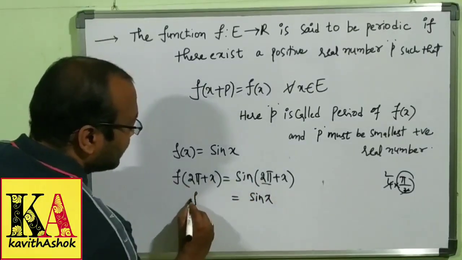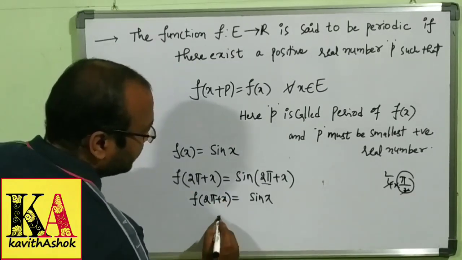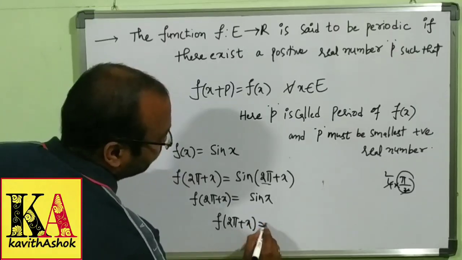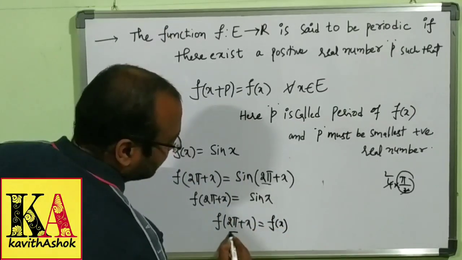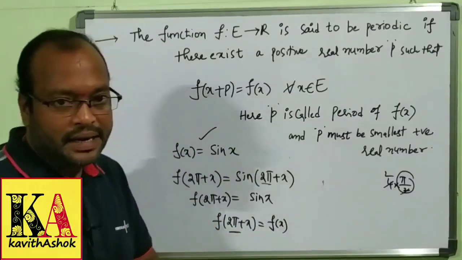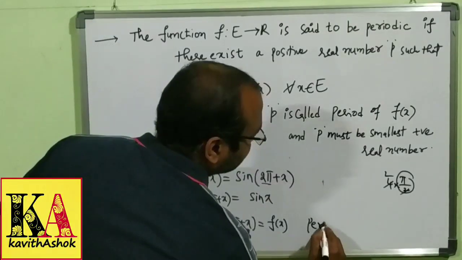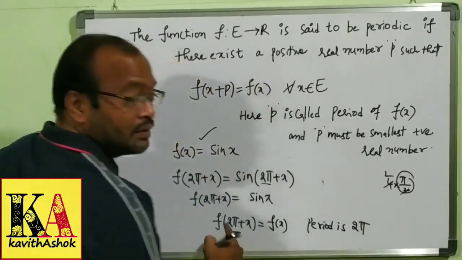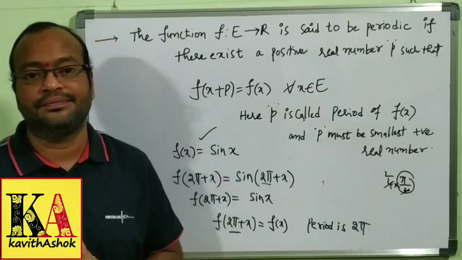What do we get here? f of 2 pi plus x is equal to sin x, which is nothing but f of x. So the sine function f of x equals sin x is a periodic function and the period is 2 pi. Is it clear? Like that we can calculate the periods.